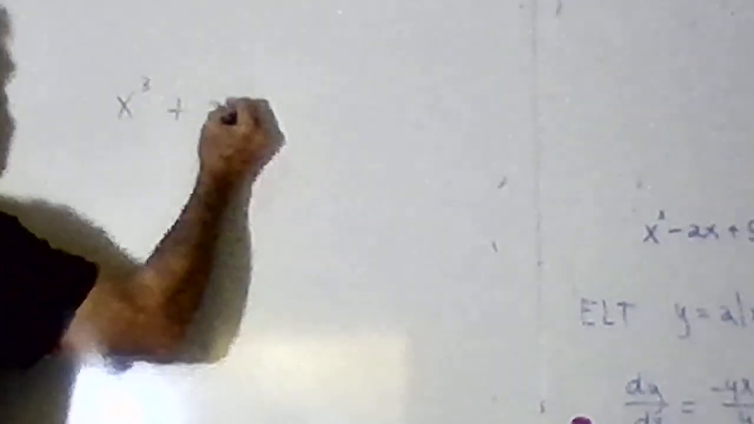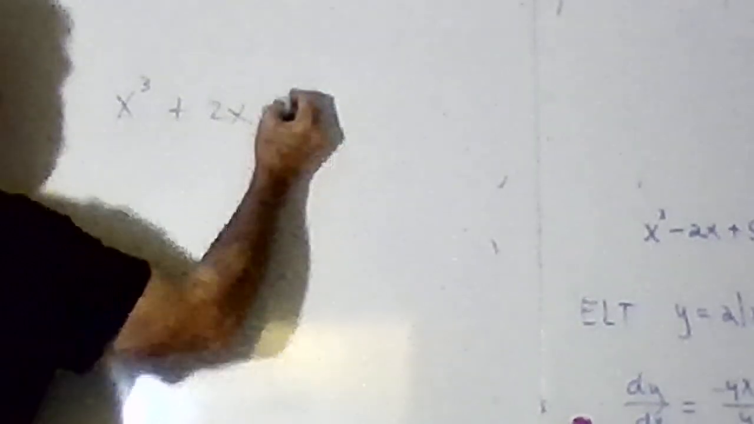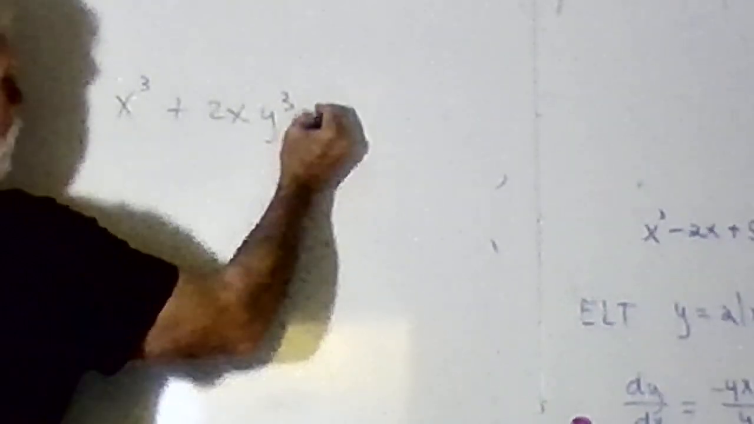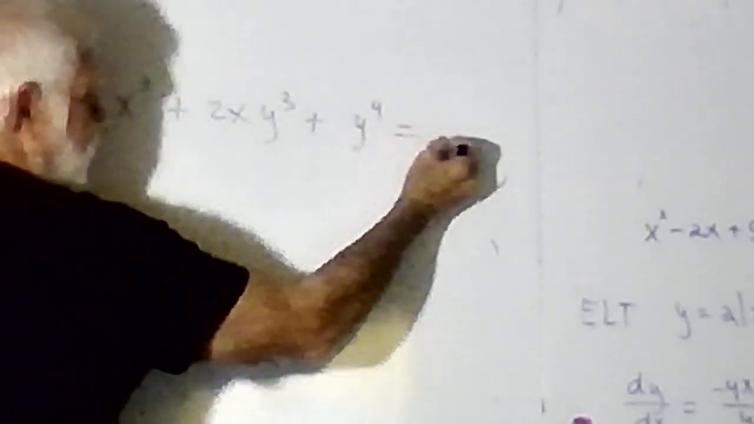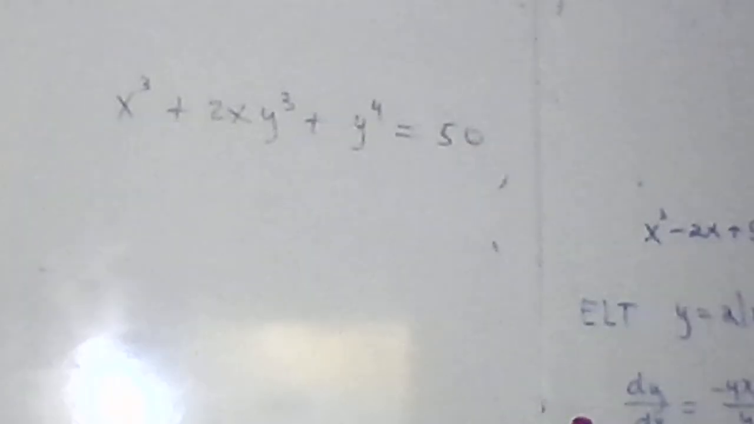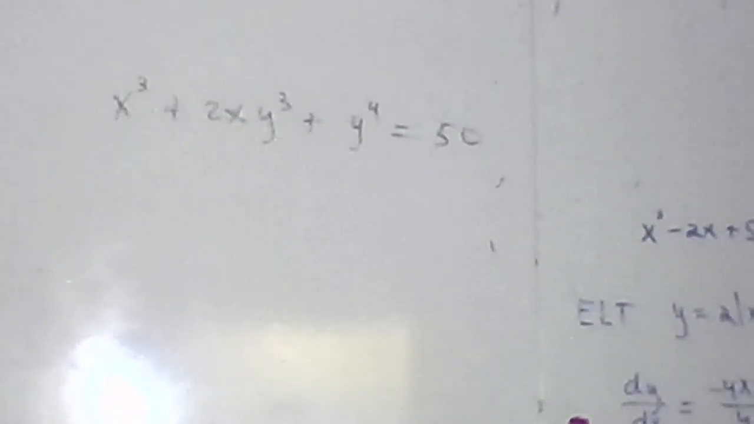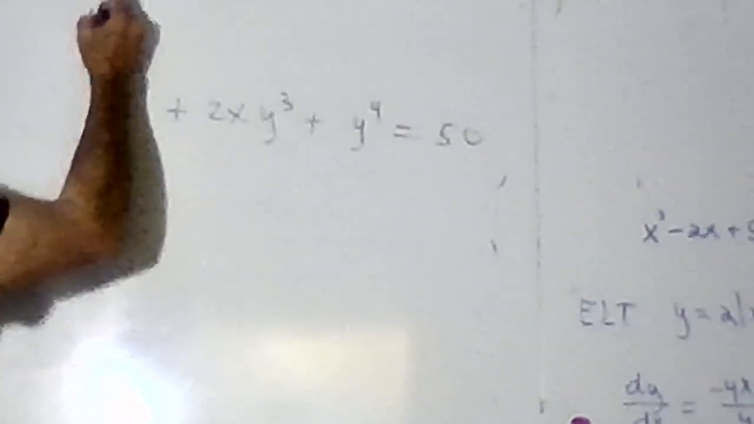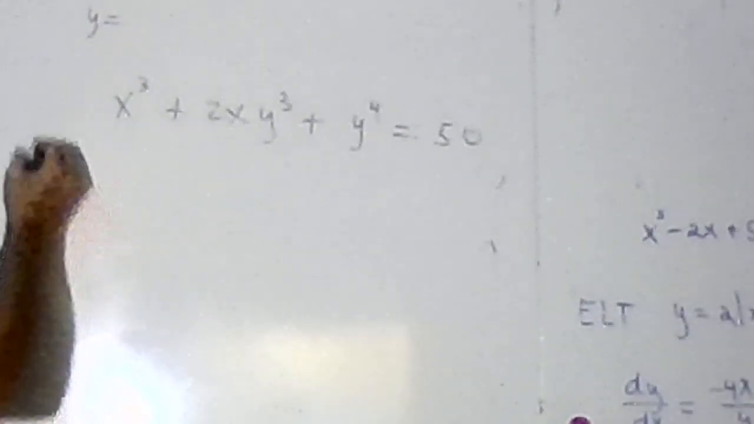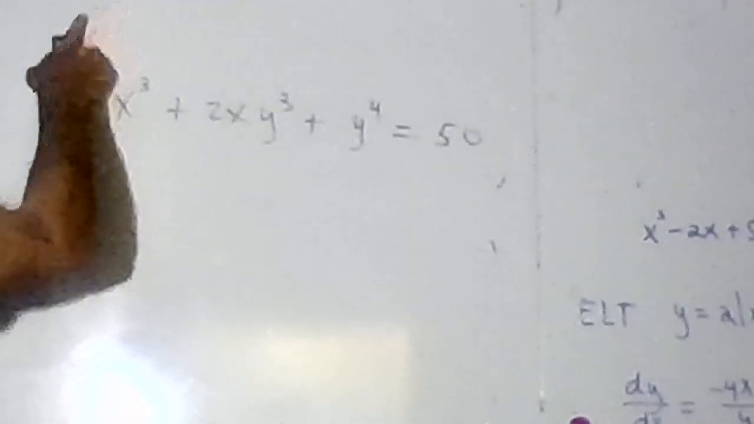So let's say that I have the relationship x cubed plus 2x y to the 3 plus y to the 4, and let's say that equals 50, and I want to come up with a function or at least a formula that gives me slopes at any instant of this curve. I've got no clue what that looks like. But I'll do it this way.